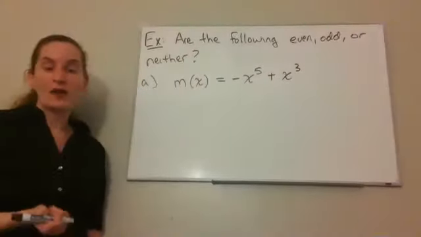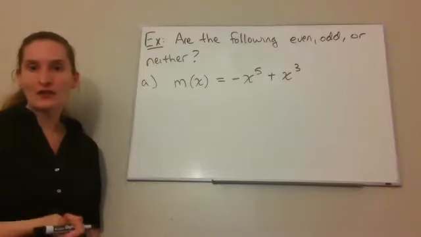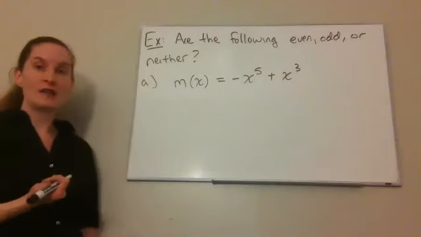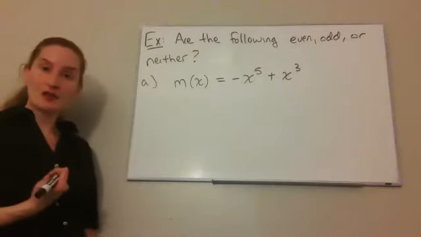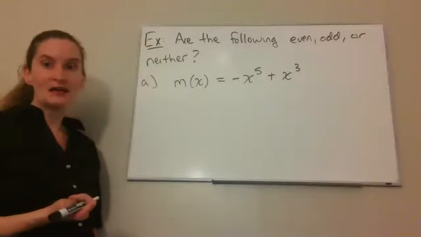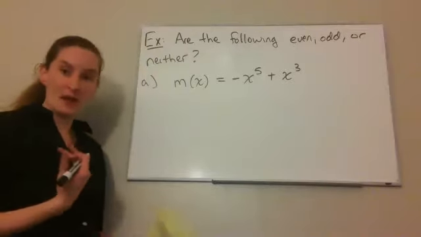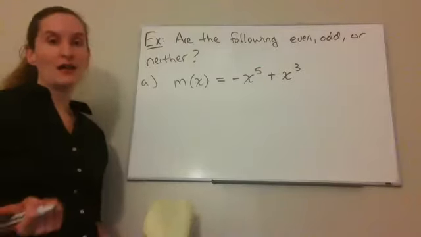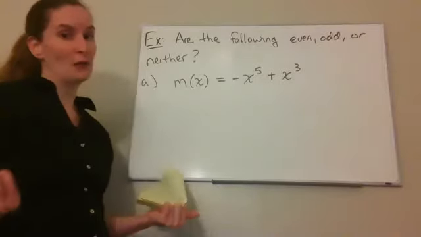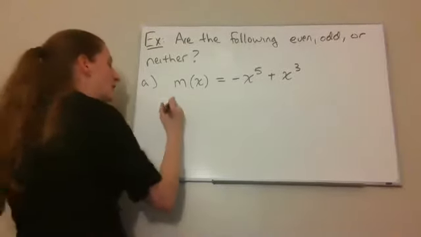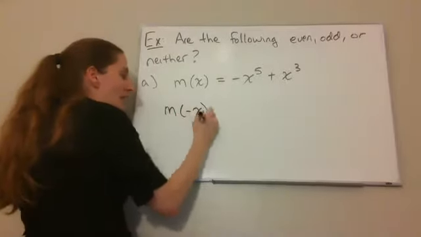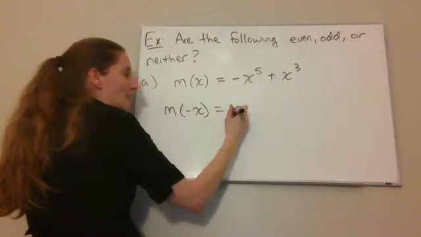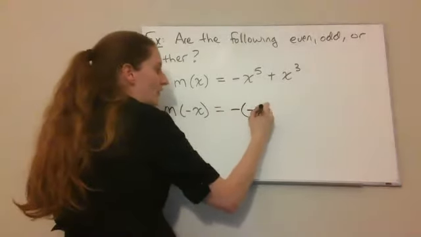And regardless of whether it's going to be even or odd, both of our definitions involve an f of negative x. So in order to find out if a function is even or odd, you have to find that function evaluated at negative x and just see if you get either the same result, which would make it even, the opposite result, which would make it odd, or something that's neither of those, which would be neither. So we're going to find m of negative x. Remember, that means to replace every x with a negative x.